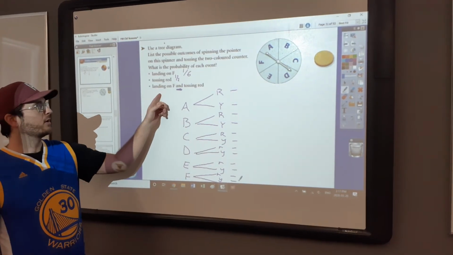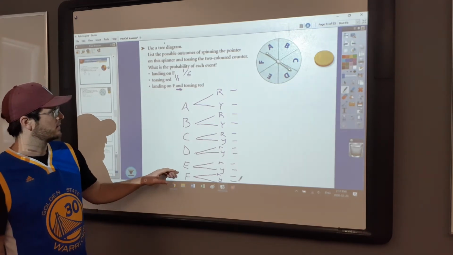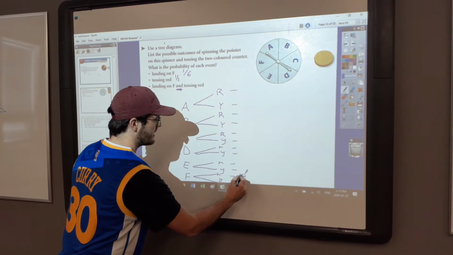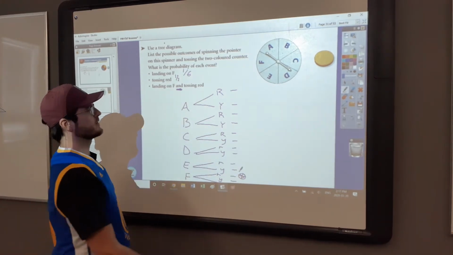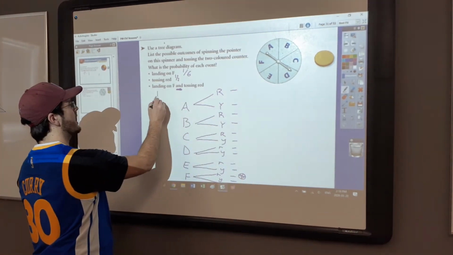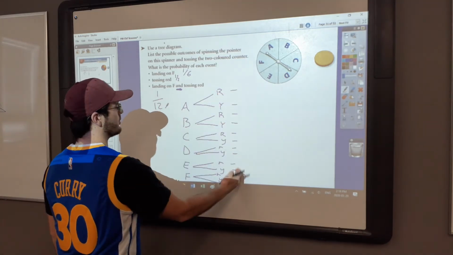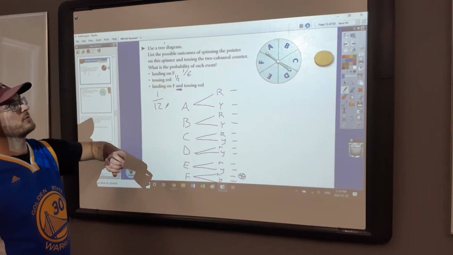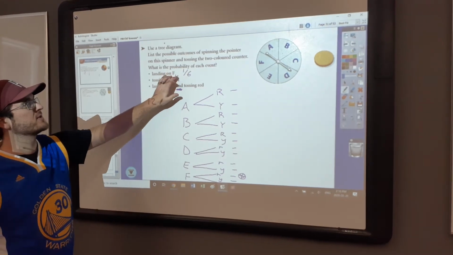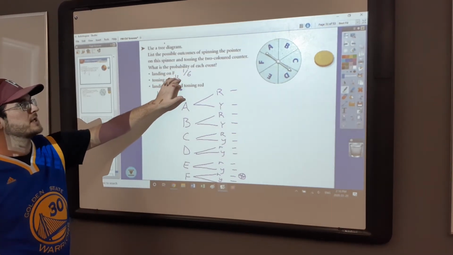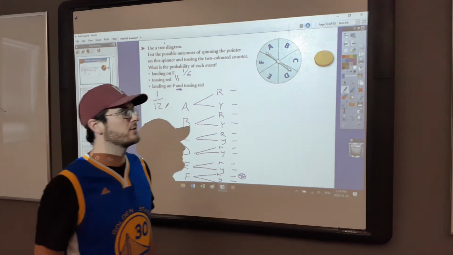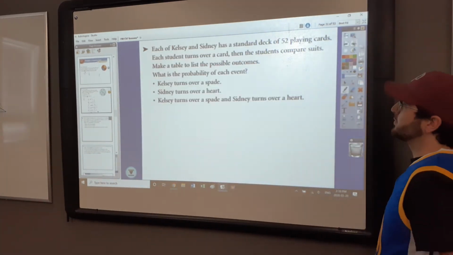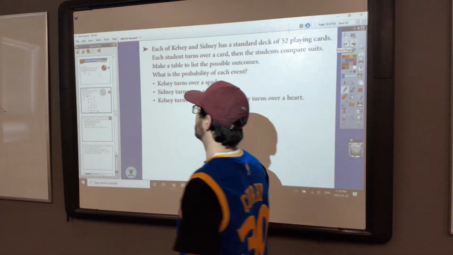Okay, landing on F and tossing red. Well, the only one that has that out of all of them is right there. So the probability would be, out of the 12 total possibilities, there's only one where you're landing on F and tossing a red. Okay, we'll get back to this in a minute and we'll look at if we can relate these 3 things together, and maybe you already see that. Okay, in the next example, I'm going to use a table to actually figure this out.